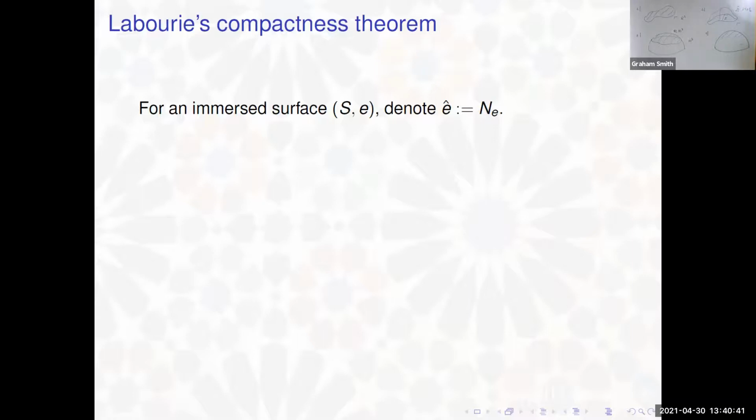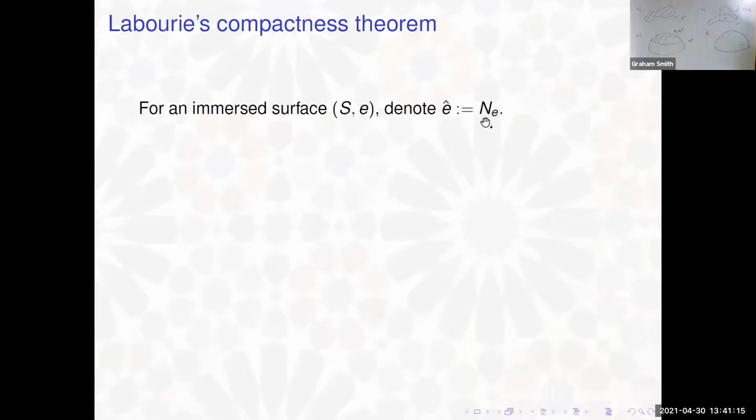It goes like this. In order to understand Labourie's compactness result, you have to forget that a K-surface is a surface in hyperbolic space. You have to look upstairs. You have to lift your surface to the unit tangent bundle and then work inside the unit bundle and forget that there is something in the hyperbolic space below. So given an immersed surface S, I can take its unit normal vector field. As a unit normal vector field, we know it's an immersion into the unit sphere bundle over hyperbolic space.